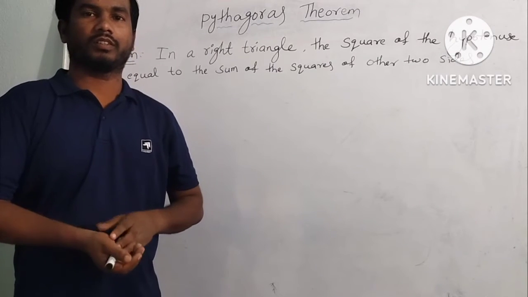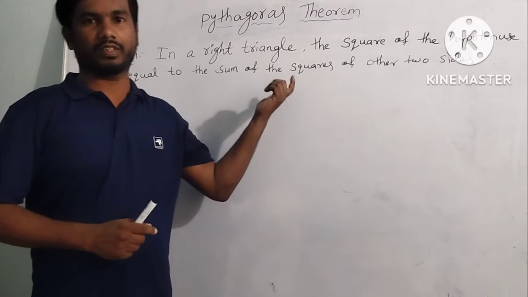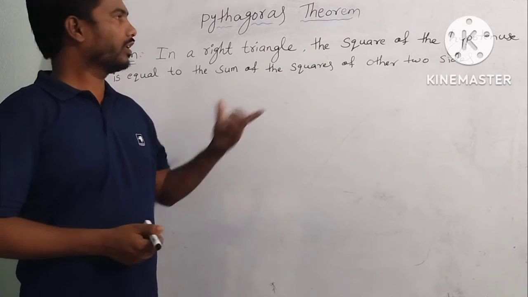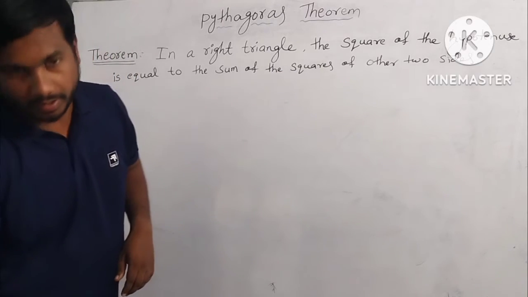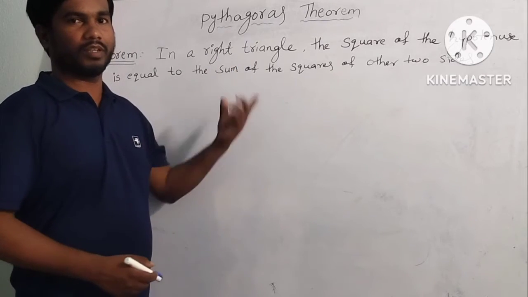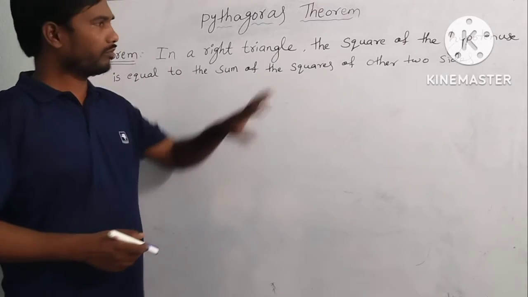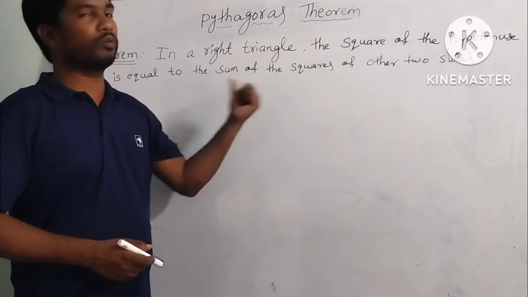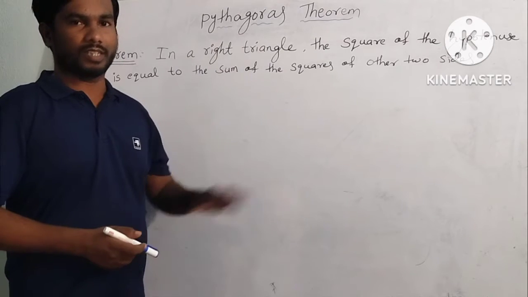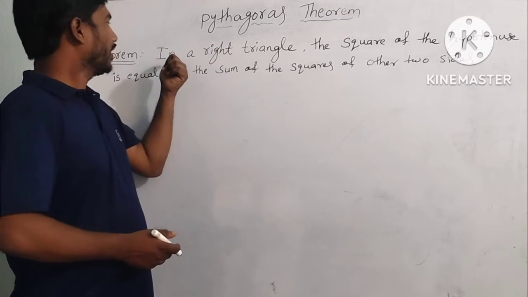One of the important theorems in triangles. Yesterday we discussed the basic proportionality theorem. The next theorem is Pythagoras theorem. We are already familiar with this theorem from the grade 6, 7, 8 classes. Now, what is the theorem and how are we going to prove it? Proof of Pythagoras theorem. First, the theorem in a right angle triangle.